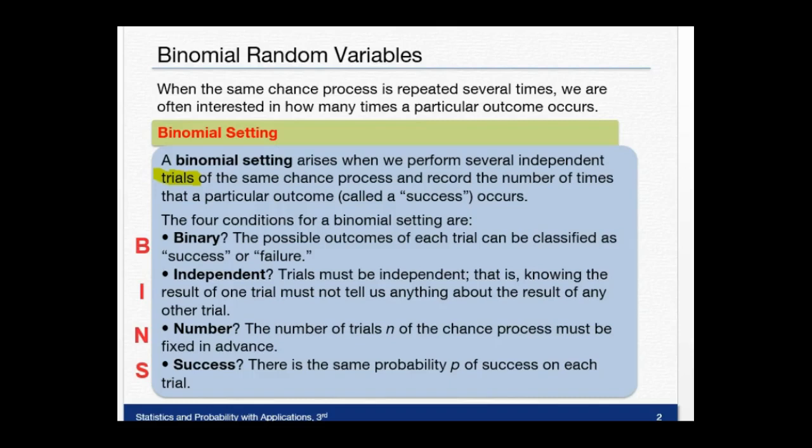So there's 4 conditions for a binomial setting. They spell out the word BINS. B is for binary, meaning the possible outcomes of each trial can be classified as a success or a failure. There's no in between, just success or failure. 2 outcomes.